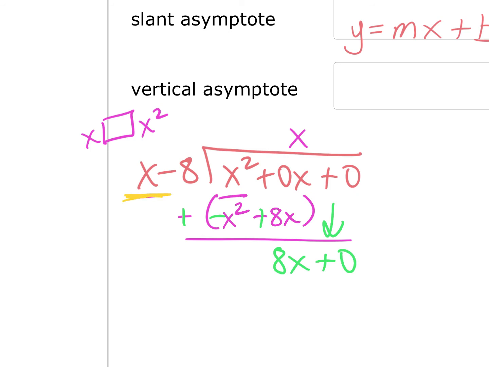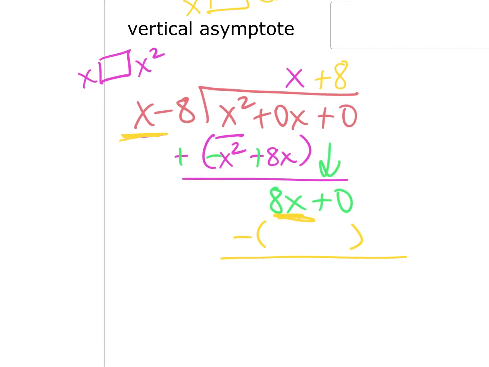First term into first term. x times what gives me 8x? Plus 8. If you need to change the sign, you multiply by a negative, or vice versa. So get your subtraction set up. You just have to make sure that first term cancels out. So 8 times x is 8x. 8 times -8 is negative 64.